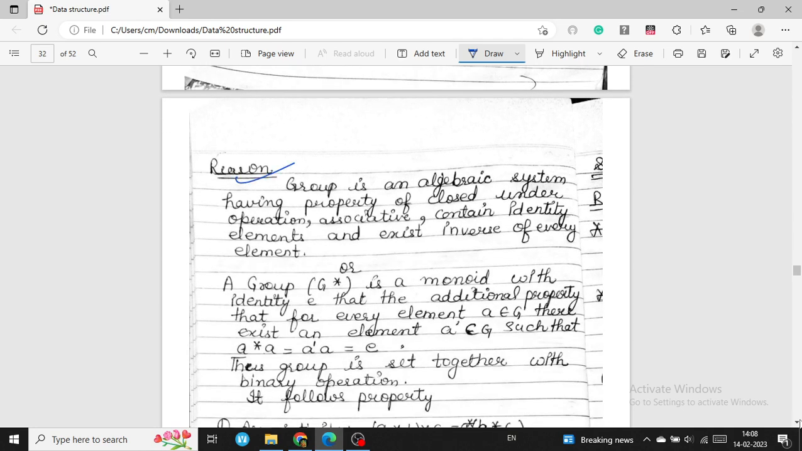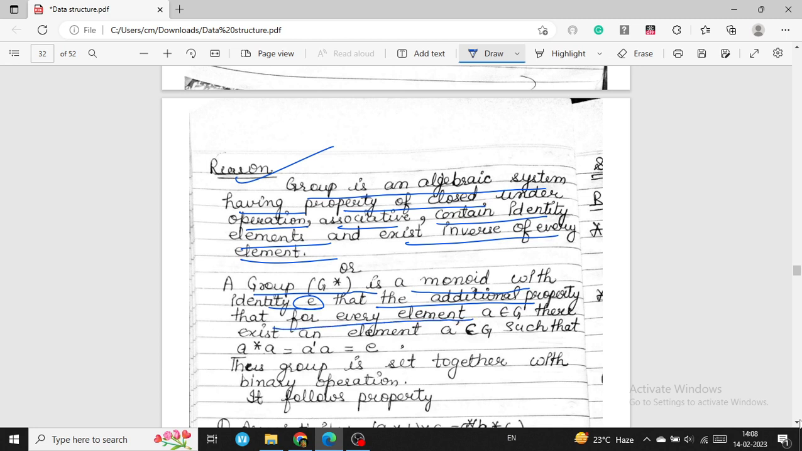First, a group is an algebraic system having the properties of being closed under the operation, associative, containing an identity element, and existence of an inverse of every element. A group (G, *) is a monoid with the identity E, with the additional property that for every element a belonging to G there exists an element a inverse in G such that a multiply a inverse is equal to a inverse star a, and is equal to E. These are all equal to each other.